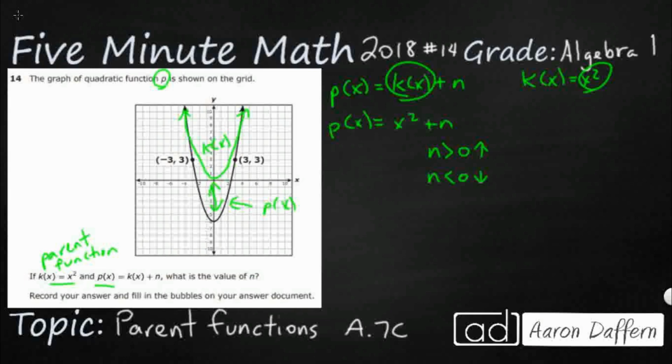So it looks like we're going down to, what is this point? This is 0, -6. Alright, so it looks like we took our k of x and just slid the whole thing down. I'm going to say 6 points because my original vertex is 0, 0. Now it went to 0, -6, so 0 minus 6 is going to be -6. So I'm thinking p of x equals x squared minus 6.